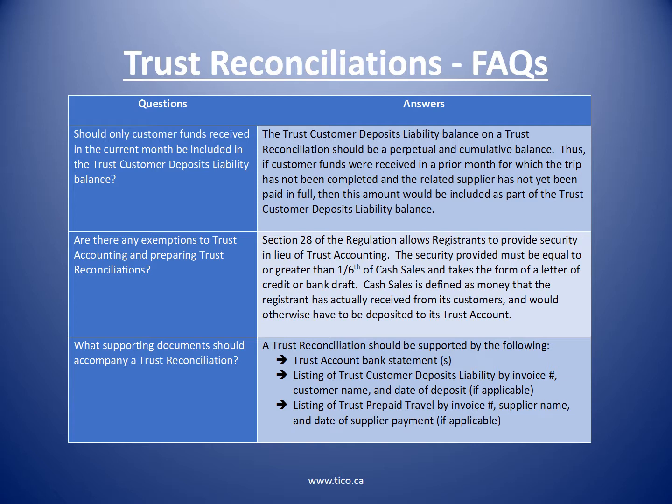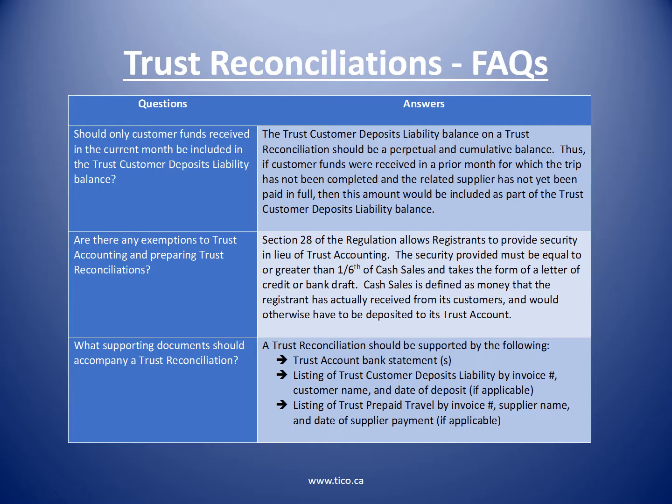Question number 2. Are there any exemptions to trust accounting and preparing trust reconciliations? Section 28 of the regulation allows registrants to provide security in lieu of trust accounting. The security provided must be equal to or greater than 1/6 of cash sales and takes the form of a letter of credit or bank draft. Cash sales is defined as money that the registrant has actually received from its customers and would otherwise have to be deposited to its trust account.